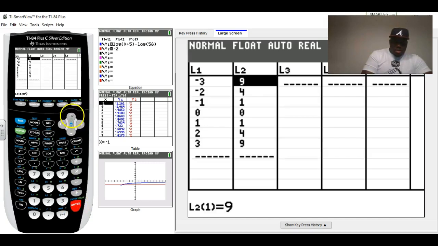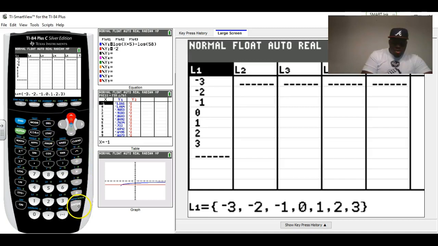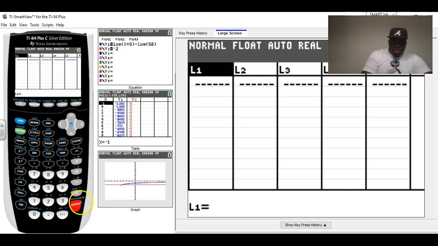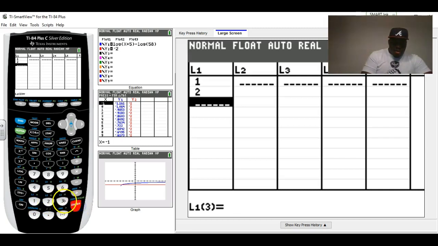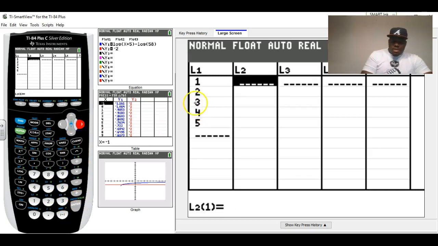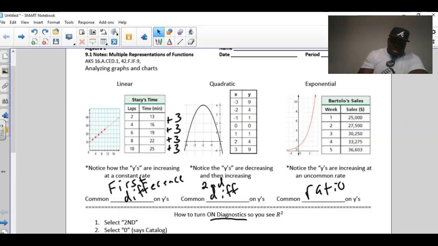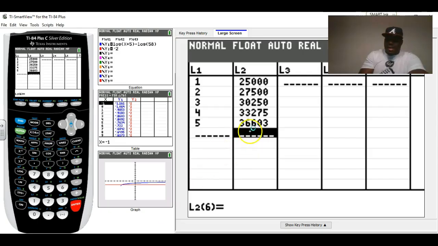Let's clear our list again. I'm just doing this so you guys can see how to clear it. Clear list 1, list 2, clear list 1. There we go. Now, I believe it was 1 through 5. Over here, take a second and enter your data right here. I'm going to pause it for a second, and you guys put that in. So you should have it all entered into the calculator like this.